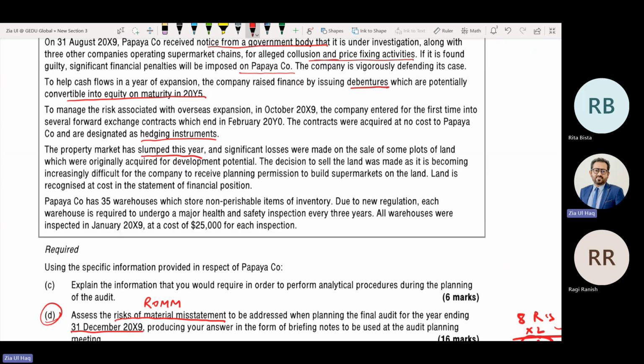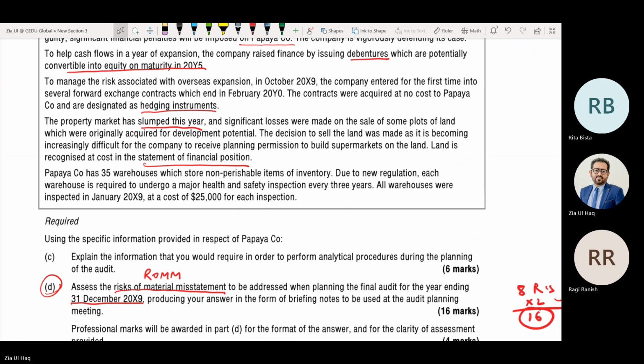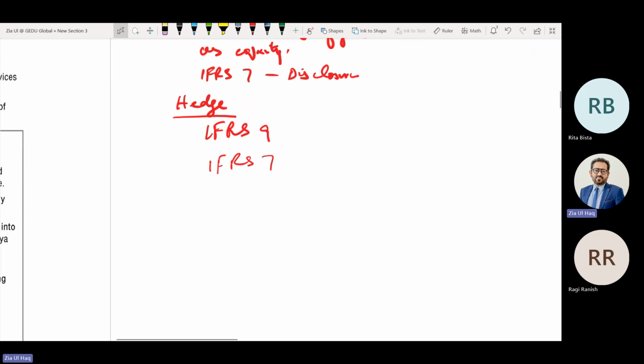And the land is recognized at cost in statement of financial position. And they have decided to sell the land because that land was bought for building a supermarket on the land, but they failed to receive the permission. This means if the land value is lesser in the market while selling and they have recorded on cost, chances that land is not impaired. If there is no impairment, asset profit could be overstated, expenses understated, so we'll put the heading land.